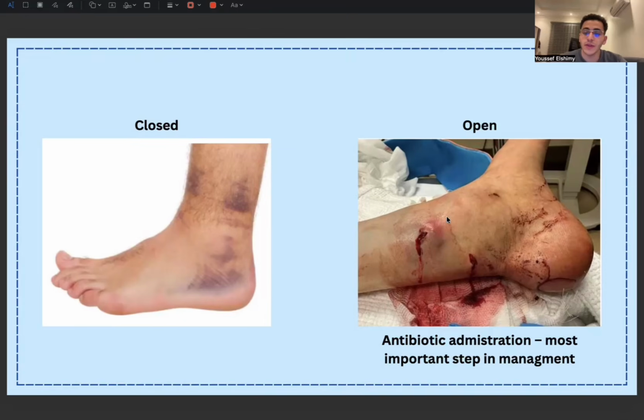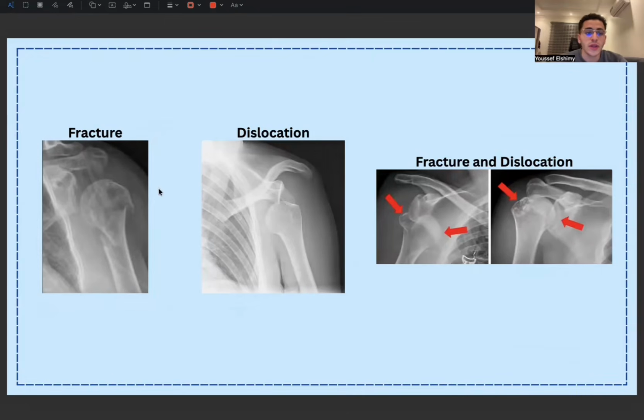bacteria to invade. Okay, so here you can see this is a proximal humerus fracture. It is actually very common in MSK traumas, but the joint itself, the glenohumeral joint, is not displaced. There's only a fracture. On the other side, you can see no fractures at all, but the bone is dislocated. So the glenohumeral joint is dislocated. So this is fracture and this is dislocation. But we could also have fracture and dislocation.